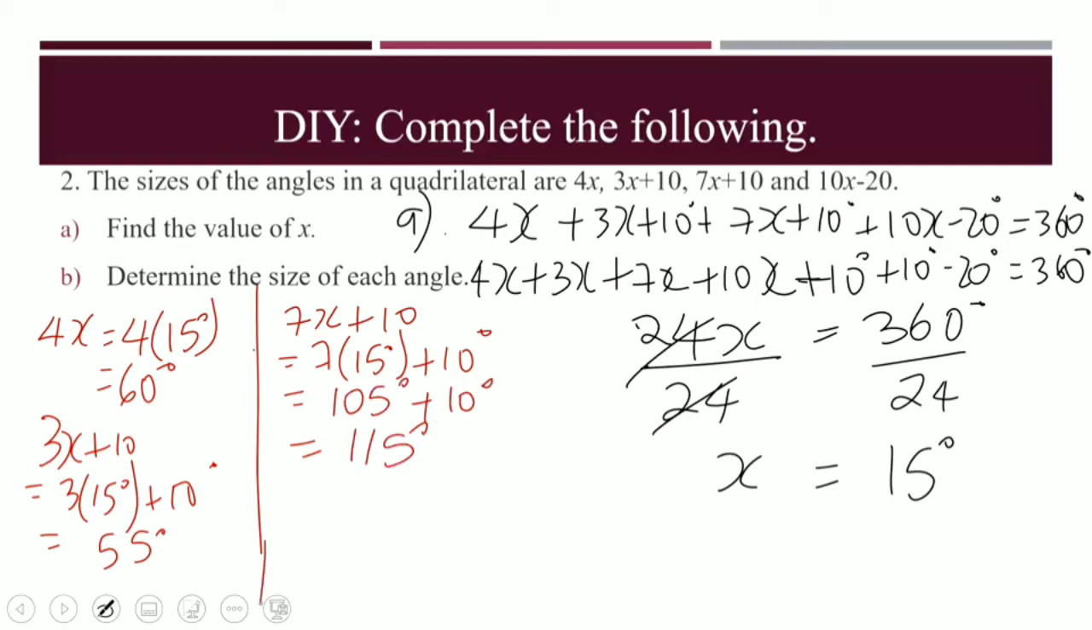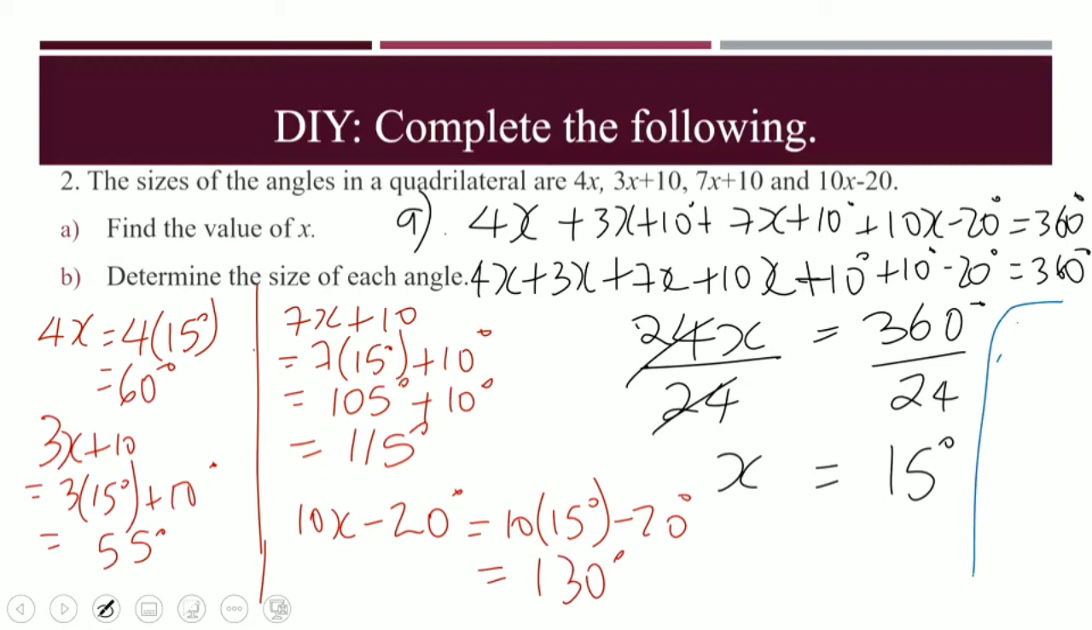And our final angle, 10x minus 20 degrees. That's going to be 10 times 15 degrees minus 20 degrees. 10 times 15, that's 150, minus 20, that's 130 degrees. And remember, you can always check your work. So if you're not sure of your angles, go ahead and say 60 degrees plus 55 plus 115 plus 130. And if that does not give you 360 degrees, then you may want to check your answers. All right, that's it for number 2.